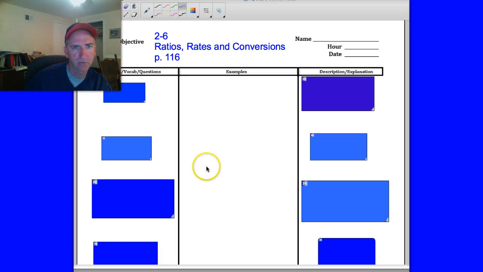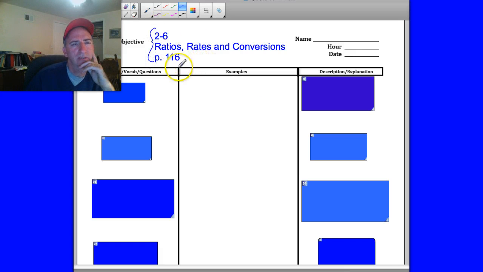Here we go. Ratios, rates, and conversions. Please, if you have not written this down, and you should, because here is your topic. Ratios, rates, and conversions. It starts on page 116 in your book. It is Chapter 2, Section 6.